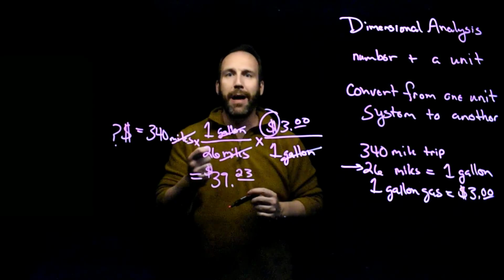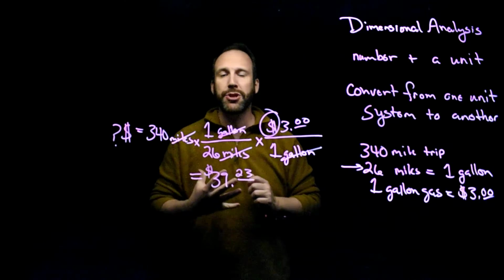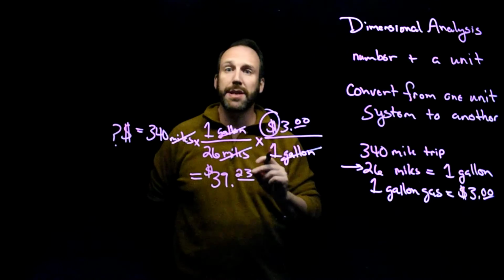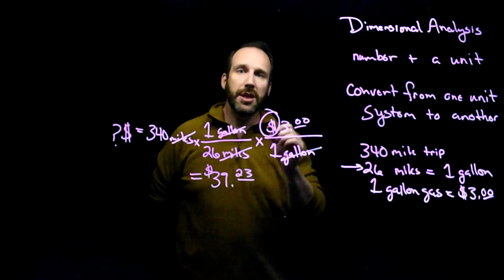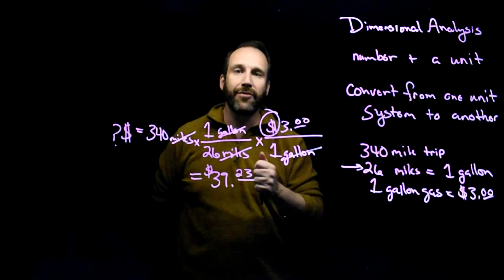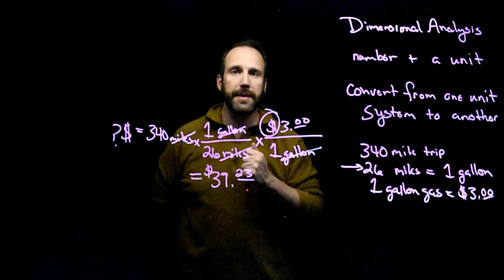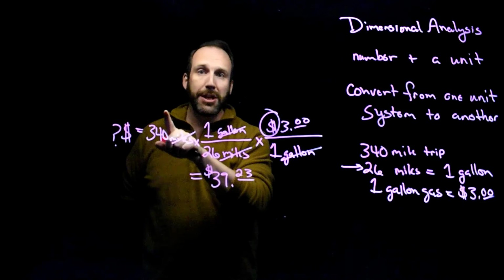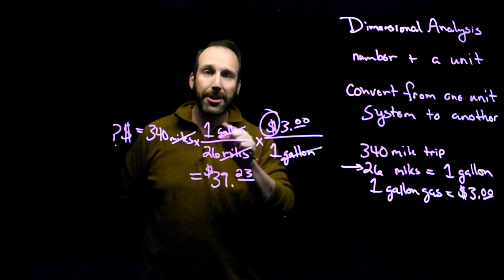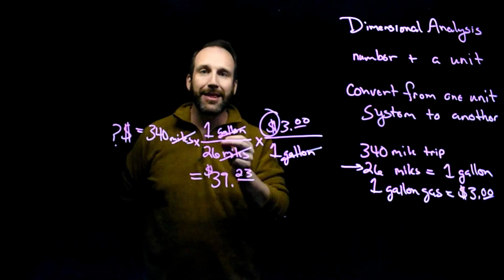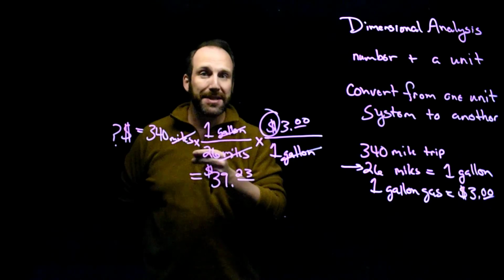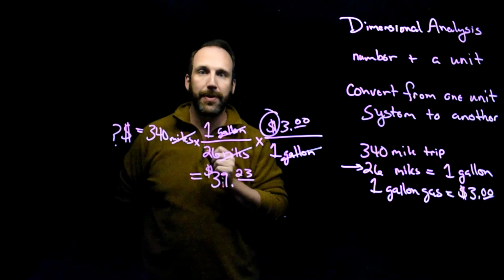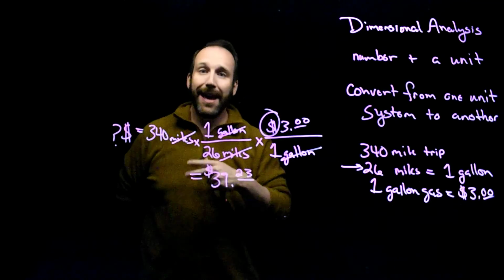Now, something to keep in mind, remember that the point of dimensional analysis is to find equalities that you can use as conversion factors. Those conversion factors allow you to convert from one unit system into another unit system by multiplying your original unit by some fraction. And that fraction allows you to cancel out the units that you're trying to get rid of and keep the units that you're trying to get to. That's dimensional analysis in a nutshell.